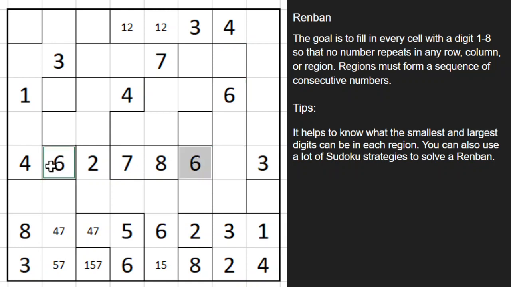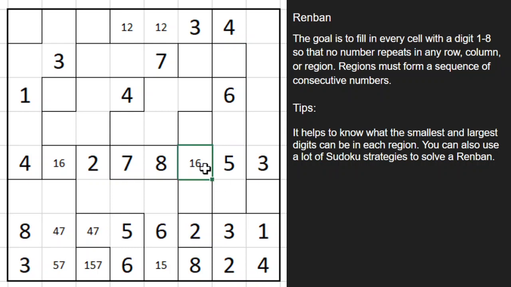Let's make it smaller. 1 also can't go here because then there's not enough space for it to be sequential with the 6, right? 1, 2, 3, 4. It would never reach to the 6. So the 1 gets pushed over, and that creates a 1, 6 pair. So where does the 5 go? The 5 is now forced there.